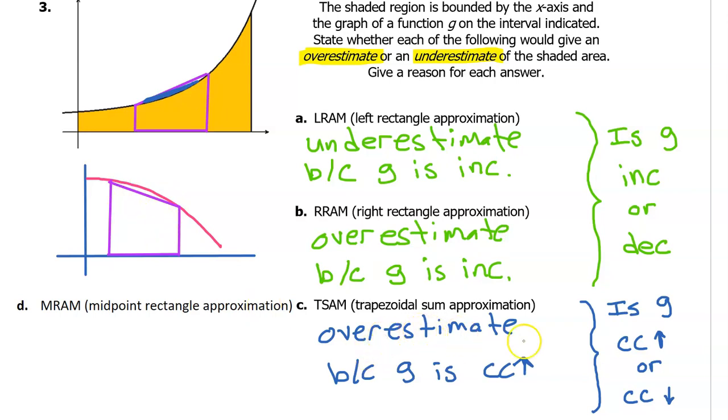So don't memorize this, just memorize that it's all about concavity, and then draw a quick sketch to tell yourself whether it's an overestimate or an underestimate. I'm not going to draw a picture of the MRAM, the midpoint rectangle approximation. That will not actually convince you because it'll be a little bit over and a little bit under. So instead, I just want you to memorize that these two are opposites. So in a situation where TSAM gives you an overestimate, then MRAM will always give you an underestimate.